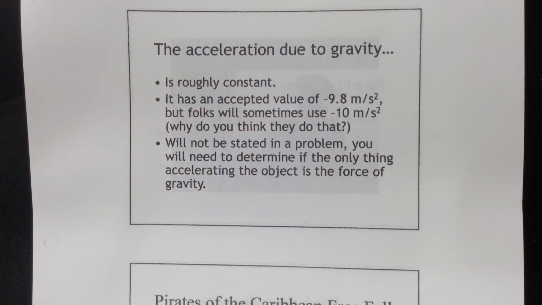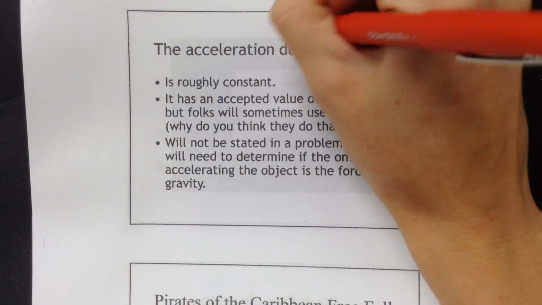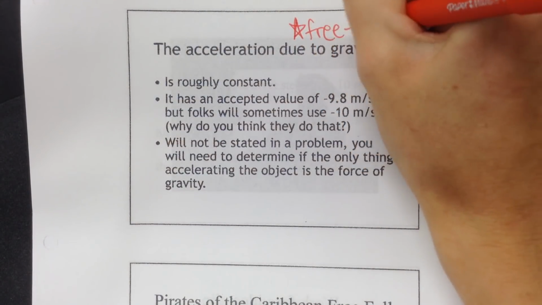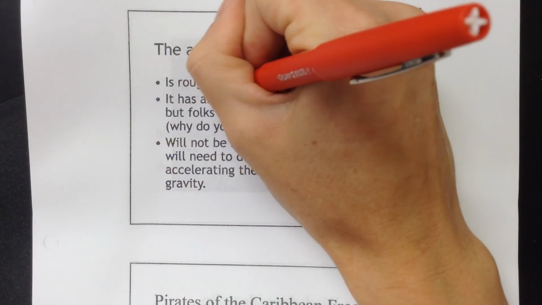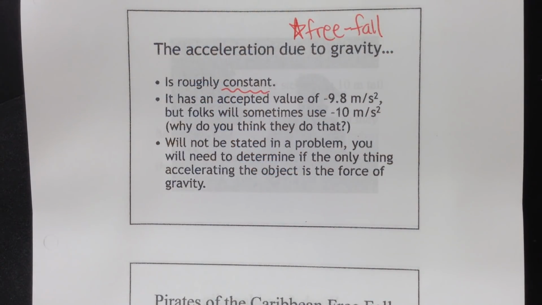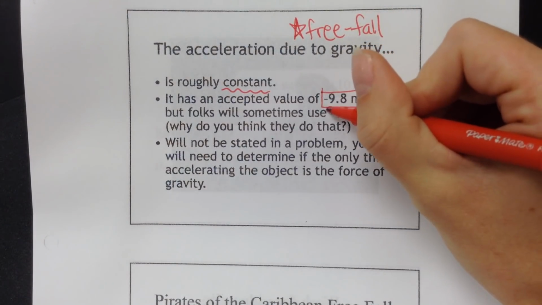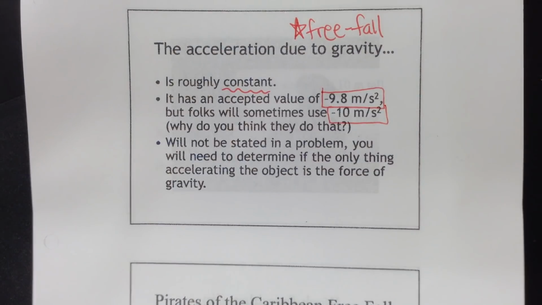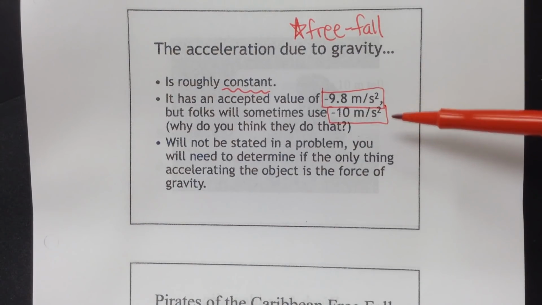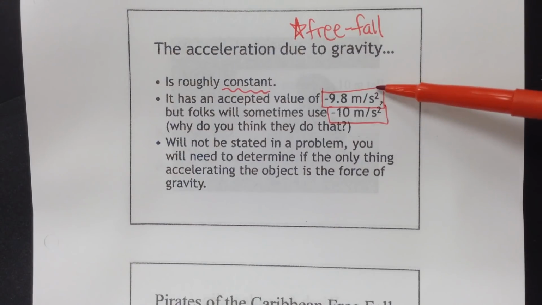So, the acceleration due to gravity, as I said before, when something is in free fall, that acceleration due to gravity will always be a constant value. It has a value of negative 9.8 meters per second squared, or oftentimes folks will use negative 10 meters per second squared. Why? Because negative 10 is the rounded version and it's easier to use. I will use negative 10 always, just by personal choice, but you can use either or. It doesn't matter. They're both right.